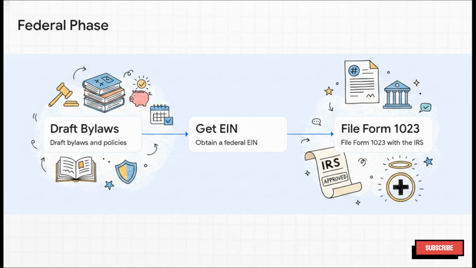Now, a quick heads up. Form 1023 is a pretty hefty packet of paperwork. Actually, scratch that. There is a shorter version, Form 1023-EZ, if you're a smaller organization. Either way, getting that final IRS approval letter in the mail is seriously one of the best feelings in the world. Once approved, boom, you're an official, tax-exempt public charity.